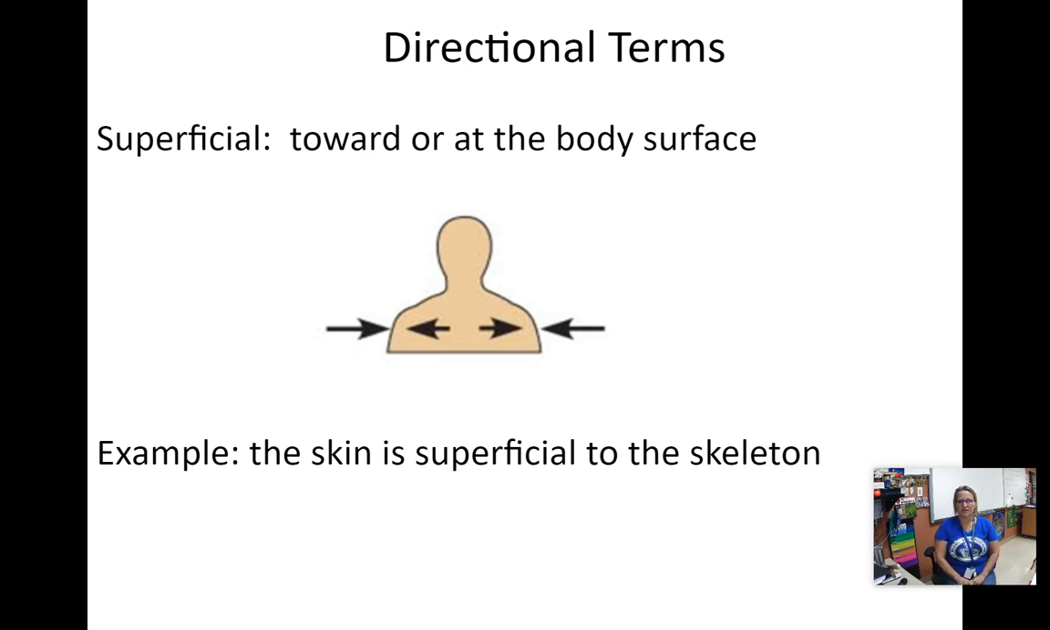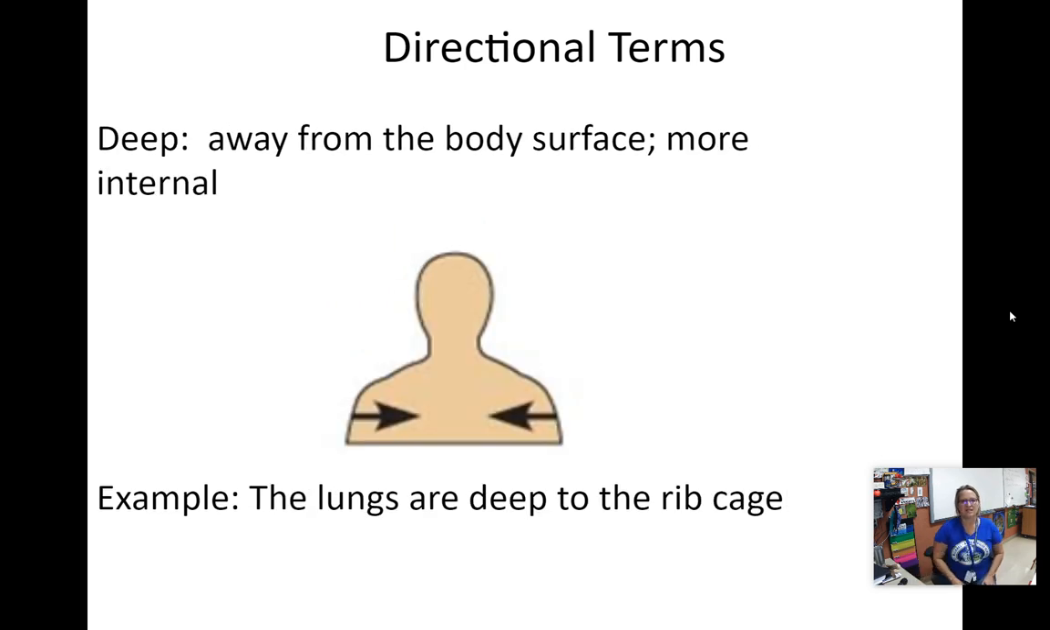Superficial, the two words that are going to contrast each other there are superficial and deep. Superficial means on the body surface, so a freckle would be superficial. Deep means internal, it means inside. So the example here, your lungs are deep to the rib cage, they're inside. Whereas the rib cage is more superficial, it's outside surrounding it.